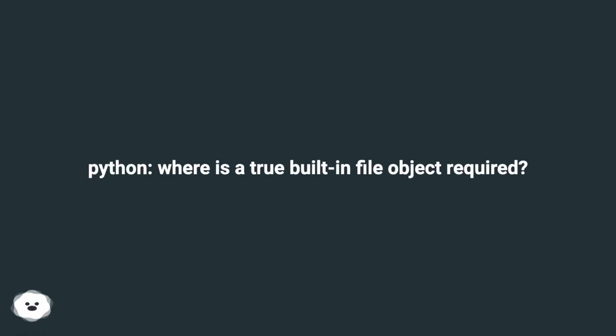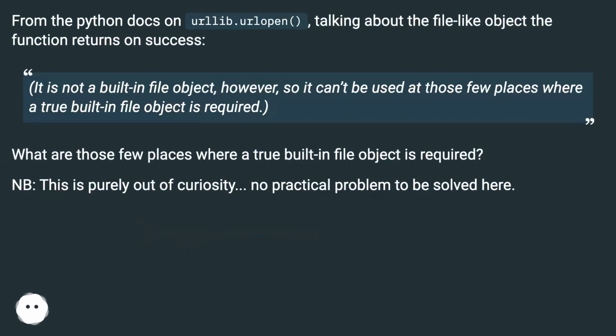Python, where is a true built-in file object required? From the Python docs on urllib.urlopen, talking about the file-like object the function returns on success: it is not a built-in file object, however, so it can't be used at those few places where a true built-in file object is required. What are those few places where a true built-in file object is required?